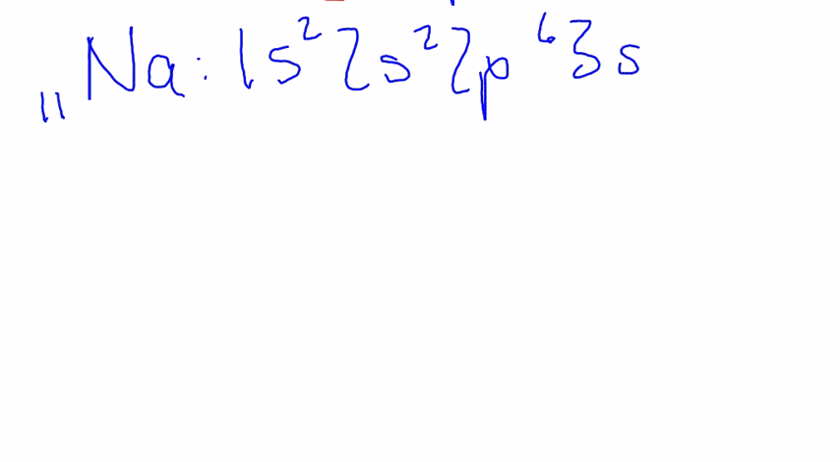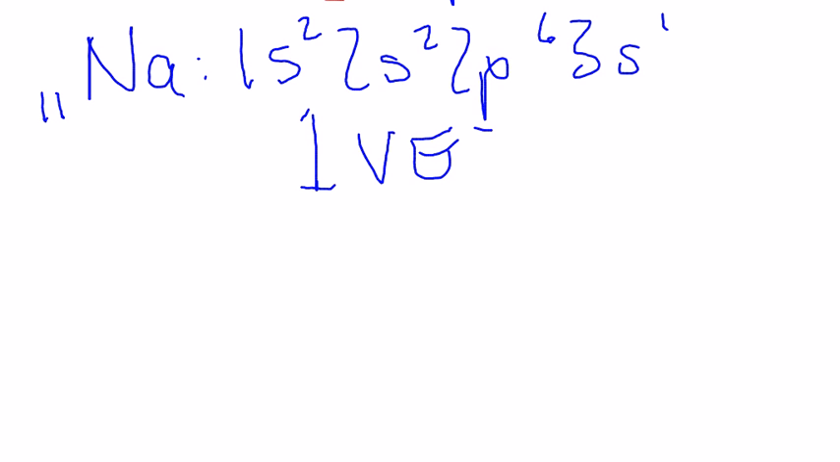Well, first off, it doesn't have 8 valence electrons. If you look on the periodic table, its configuration is 1s2, 2s2, 2p6, and then 3s1. That's going to be its electron configuration. It only has 1 valence electron. That's going to imply that it's somewhat unstable, since it does not have 8 valence electrons.